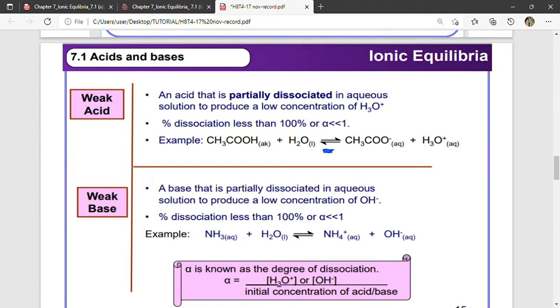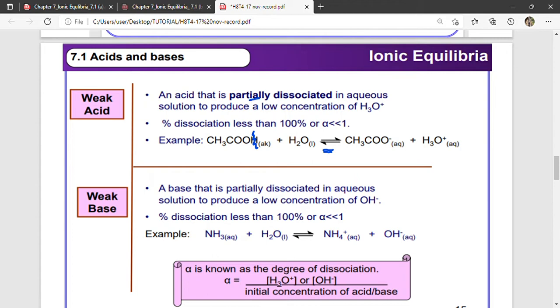In the reaction of acetic acid, the species donates a proton. So we remove the proton H+ here, and we will get CH3COO- and H3O+. So this is the equation. Either you write the reaction with water or without water, it is accepted for a weak acid.